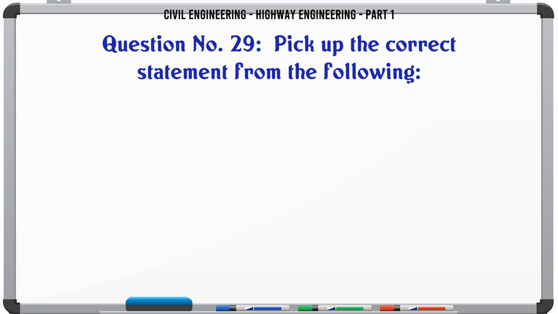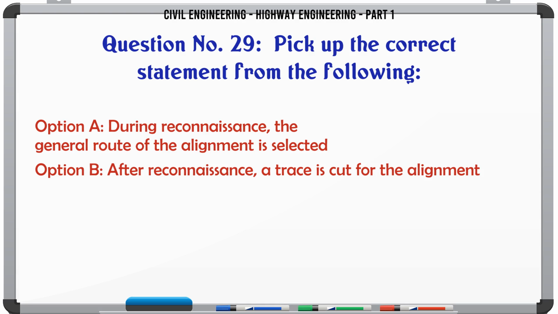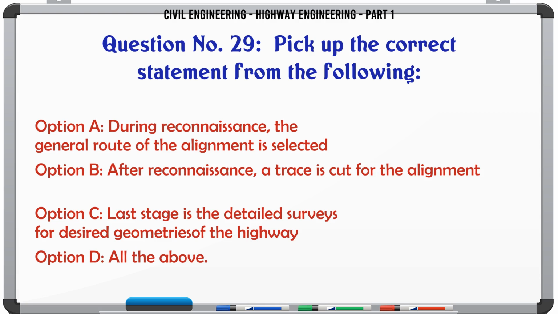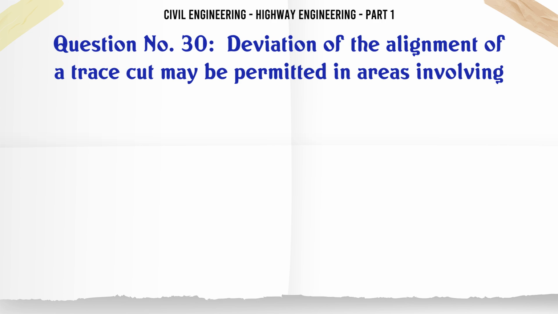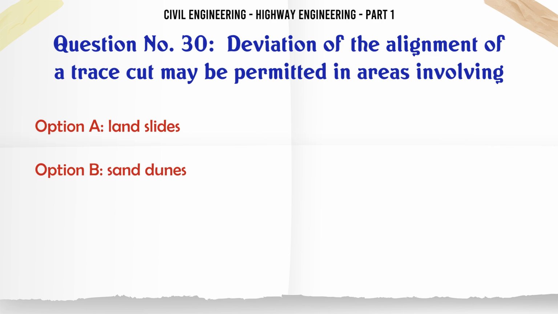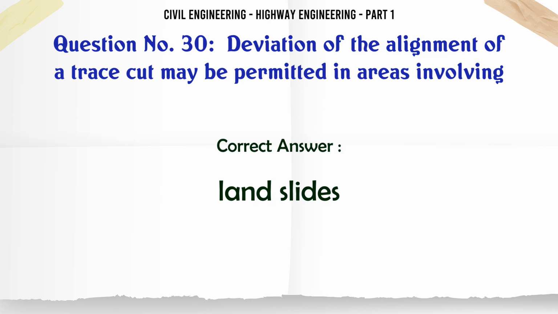Pick up the correct statement from the following. A, during reconnaissance the general route of the alignment is selected. B, after reconnaissance a trace is cut for the alignment. C, last stage is the detailed surveys for desired geometries of the highway. D, all the above. The correct answer is all the above. Deviation of the alignment of a trace cut may be permitted in areas involving: A, landslides; B, sand dunes; C, dens; D, none of these. The correct answer is landslides.